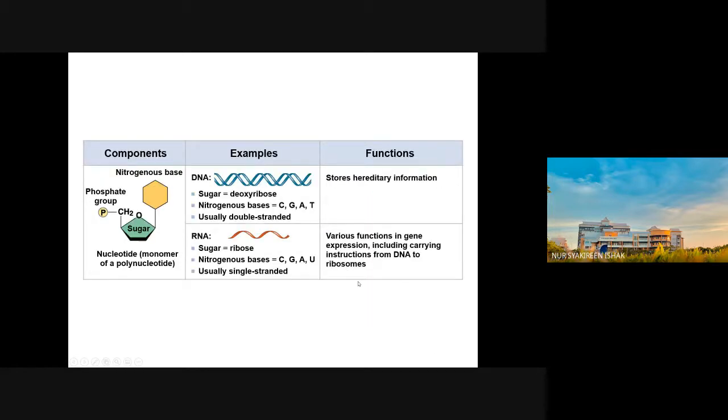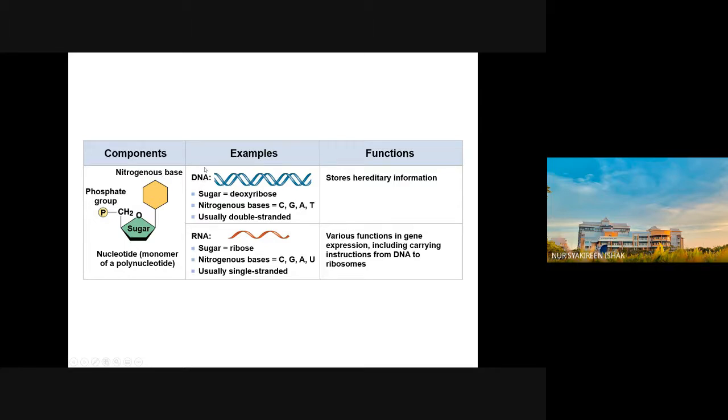So the last one is the monomers for nucleic acid. There are two types of nucleic acid, DNA and also RNA. The monomer, we call nucleotides. A nucleotide molecule consists of three components: the phosphate group bonded to a sugar molecule, and the sugar molecule bonded to a nitrogenous base.